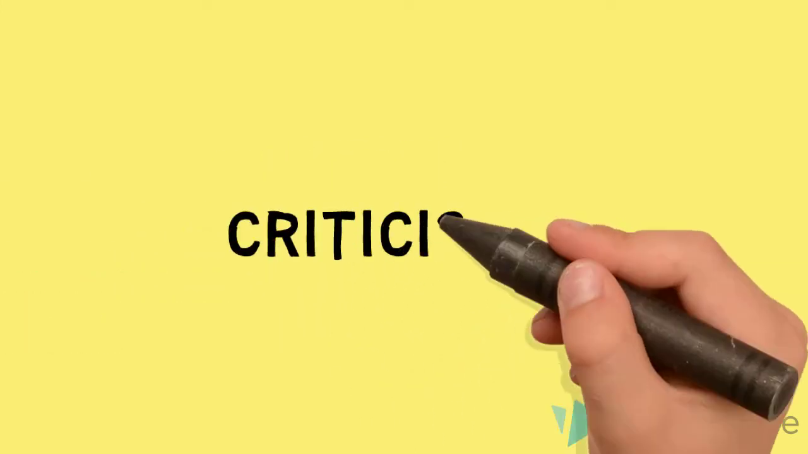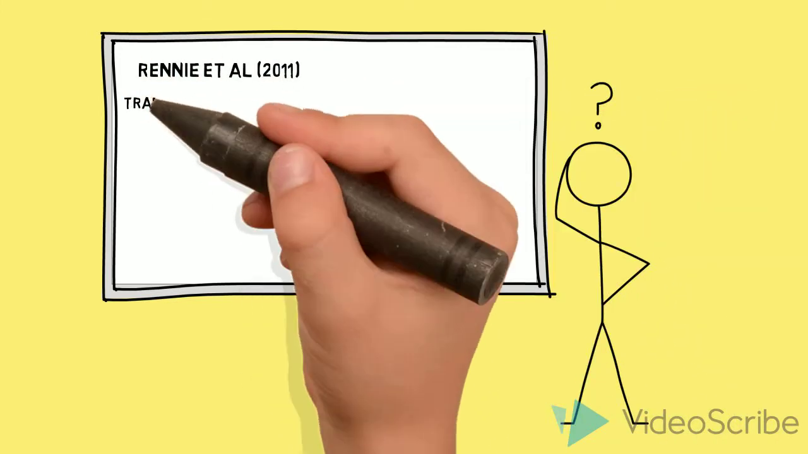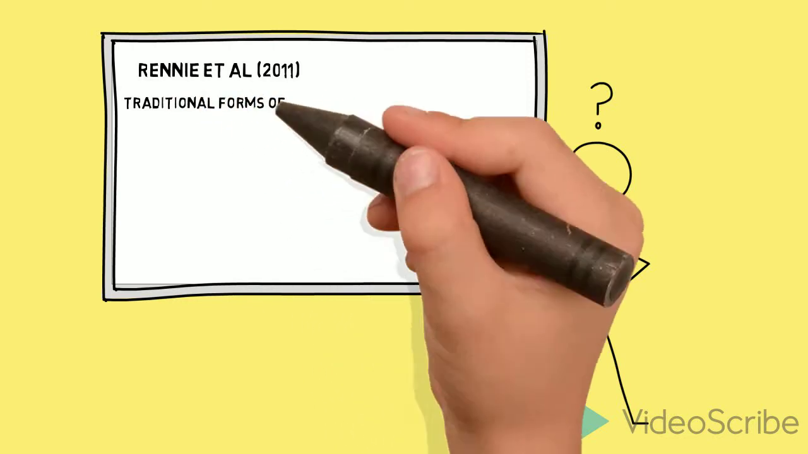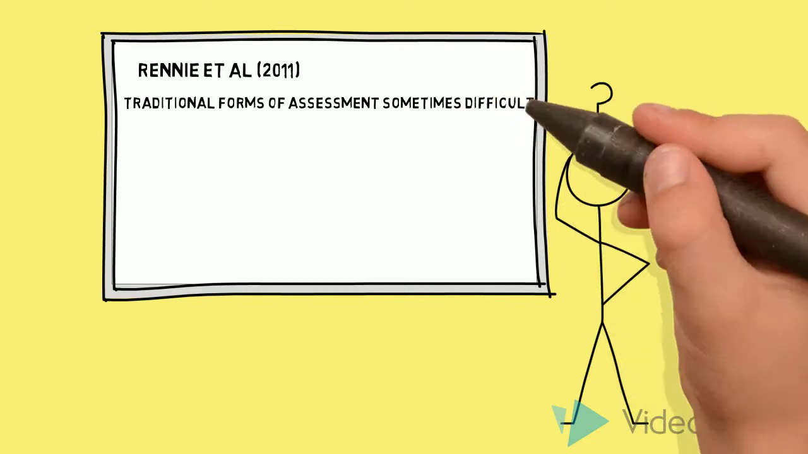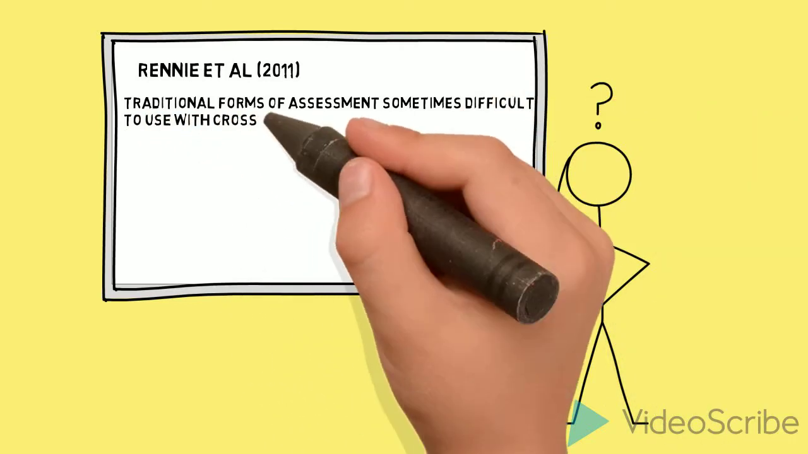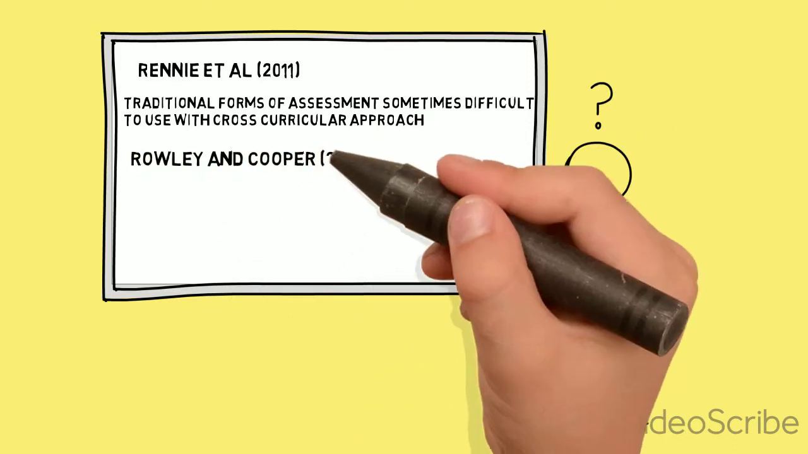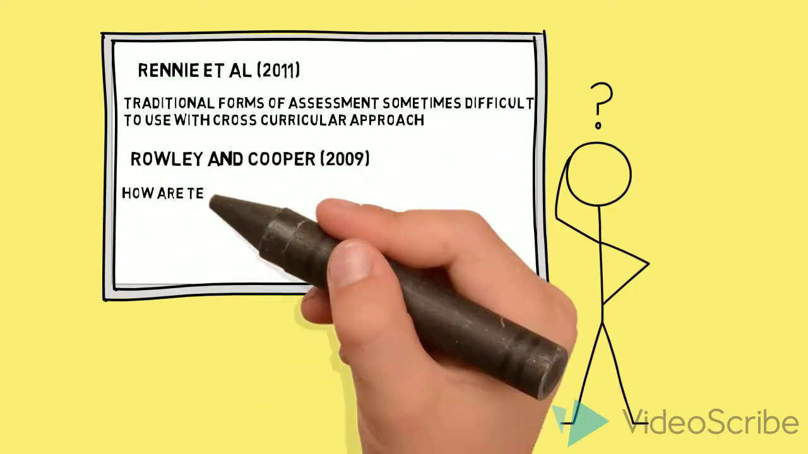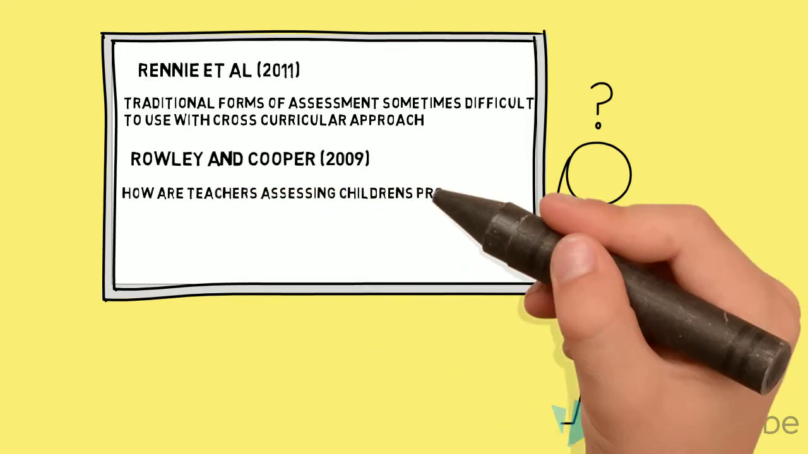However, such approaches to teaching also come with their criticisms. Due to natural links being found between subjects, there may be a loss of subject-specific content being delivered, which in turn could lead to teachers being unable to accurately assess progression over each individual subject. This is illustrated by René et al. 2011, who argue that traditional forms of assessment do not always allow for the assessment of skills learned through cross-curricular learning. Similarly, Rowley and Cooper 2009 worry about how teachers are assessing children's progress.